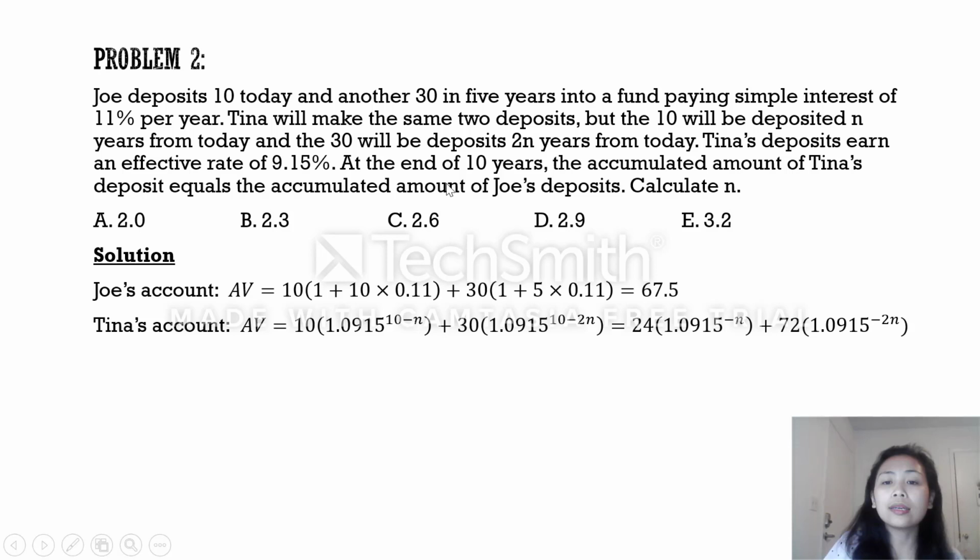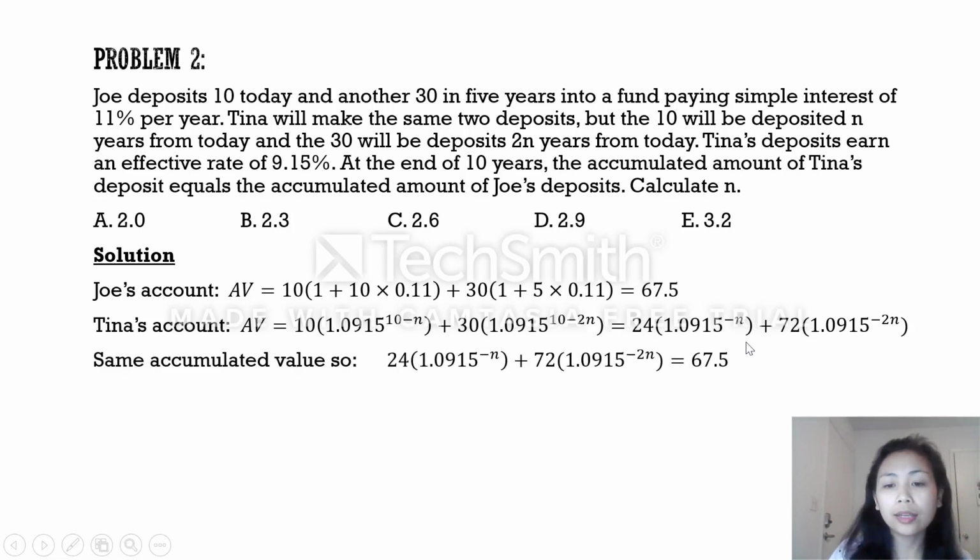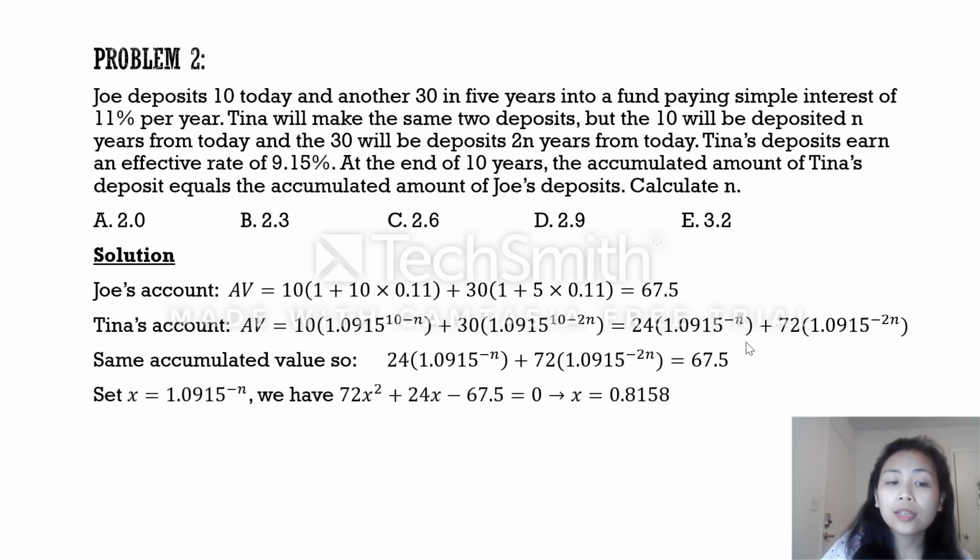And the question said the accumulated amount of Tina's deposits equals the accumulated amount of Joe's deposits. So we set 67.5 equal to this expression. And here we have a quadratic-like equation, but not quadratic. So we set a new variable x equal to 1.0915 to the negative n. We have a new equation, 72x squared plus 24x minus 67.5 equals 0. This is a quadratic equation.